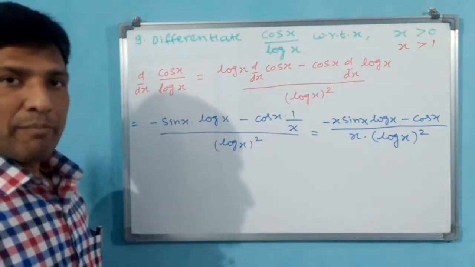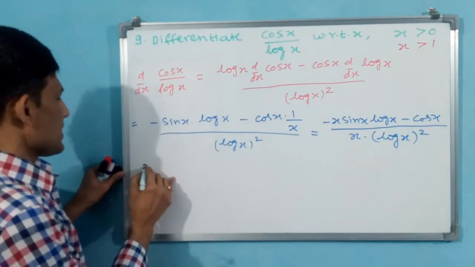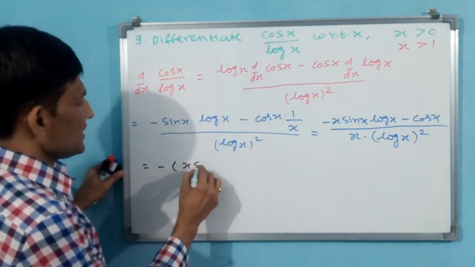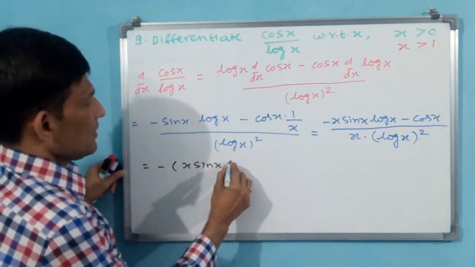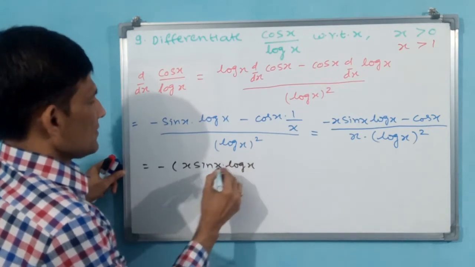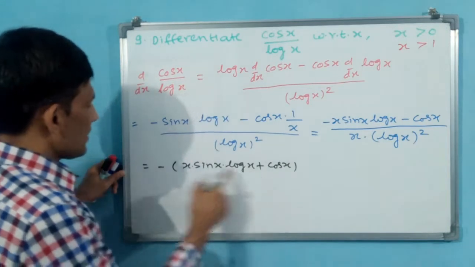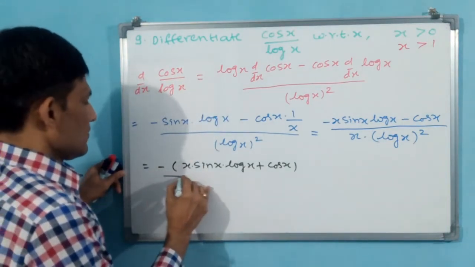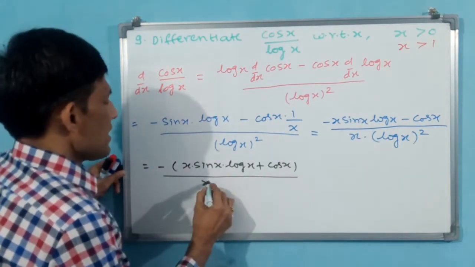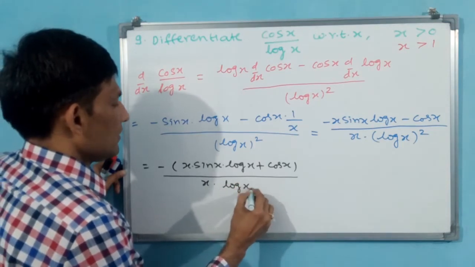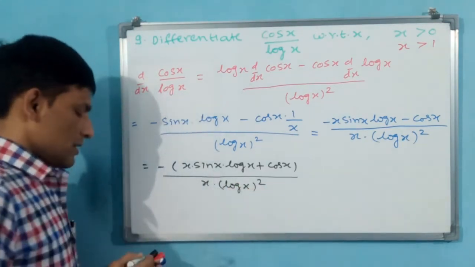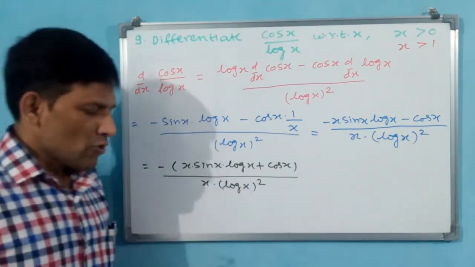Shall I take minus common there? Take minus common. If you take minus common: x sin x log x plus cos x. Why plus? Already I have taken minus outside. Divided by x log x whole square. Now again you see what domain you can give.